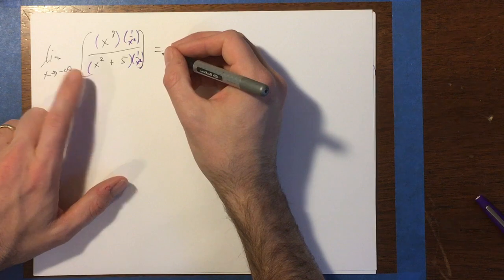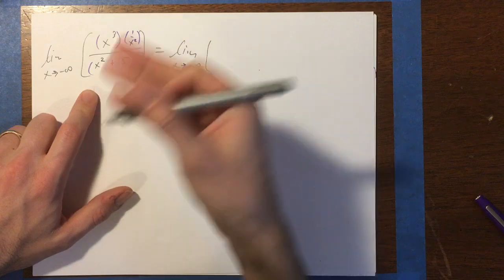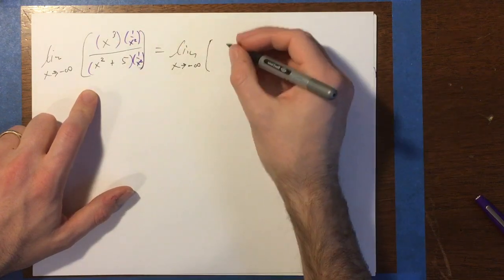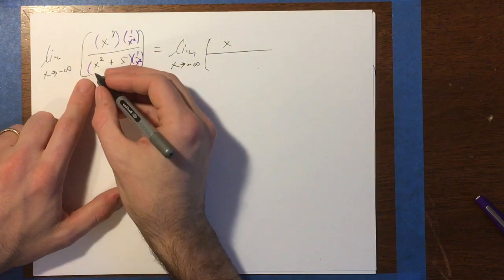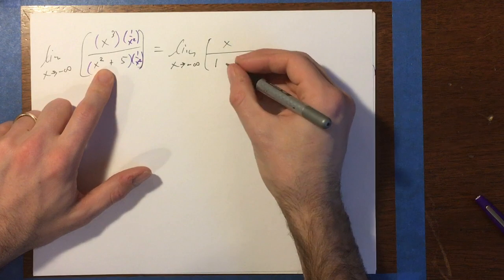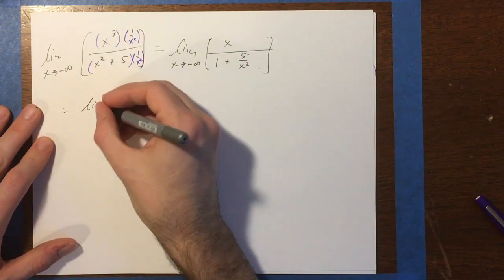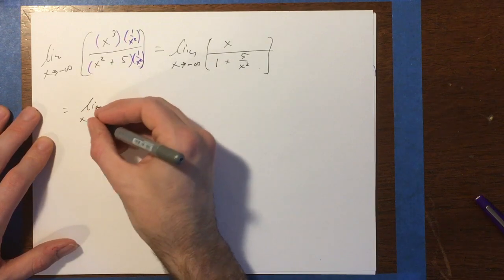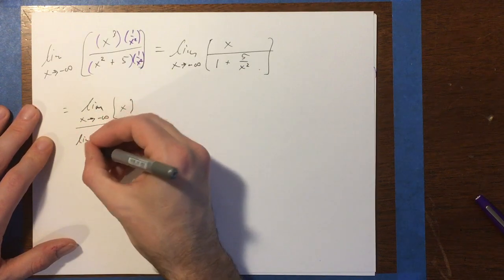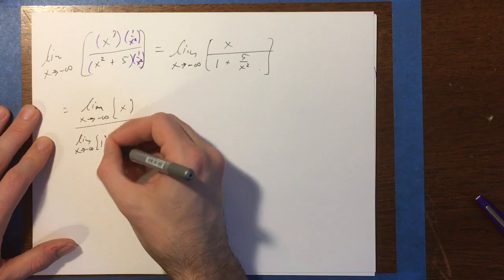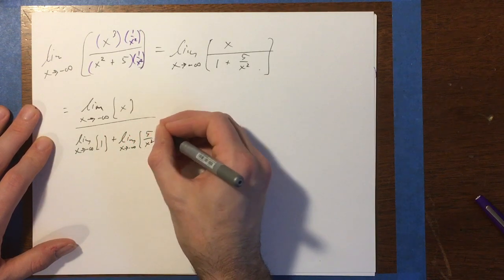Now, the x's are not going to completely cancel in the numerator. That's okay. That's part of this problem, where the numerator has a higher power, and so we're going to have to deal with that. So x cubed over x squared is x, right? And then in the denominator, we get x squared over x squared, which is 1, and then plus 5 over x squared. So now we'll do the limits. We have the limit as x approaches negative infinity of x divided by the limit as x approaches negative infinity of 1 plus the limit as x approaches negative infinity of 5 over x squared.